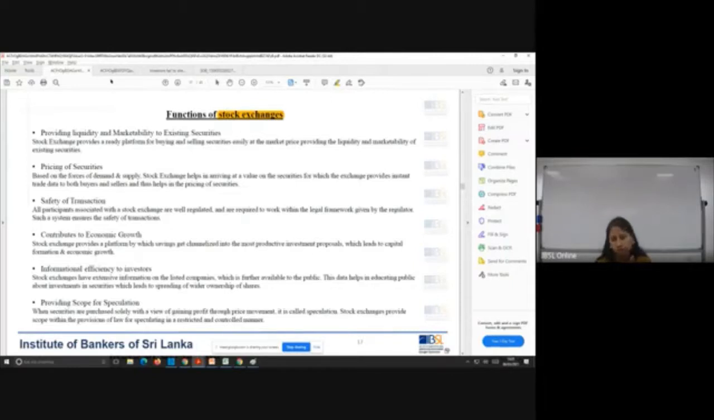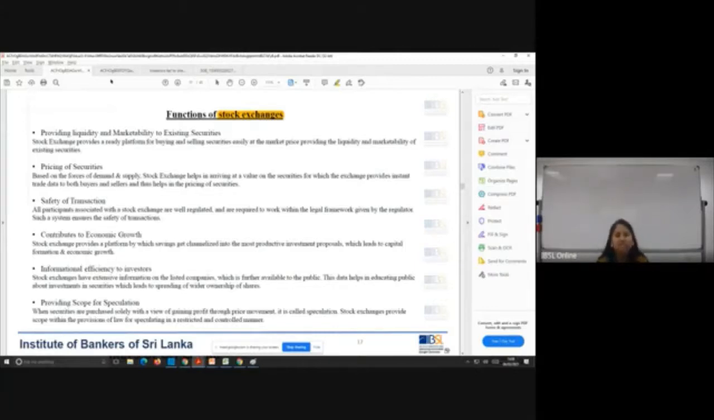It promotes economic growth. Remember, it gives you that platform. The issuer also has the ability to approach the platform to raise their capital, and through that contribute to the economic growth. Then you have informational efficiency to the investors. Stock exchanges have extensive information on listed companies, and this promotes investors because the disclosures are so high. They know whatever is happening in a company is communicated via the exchange. Okay. And therefore, there is a high level of informational efficiency to the investors.